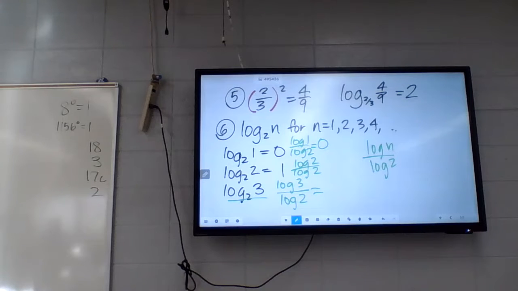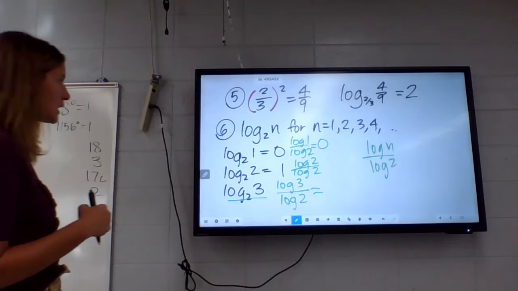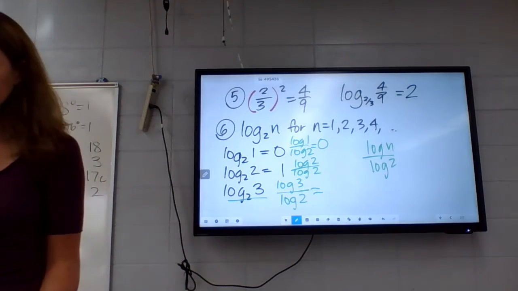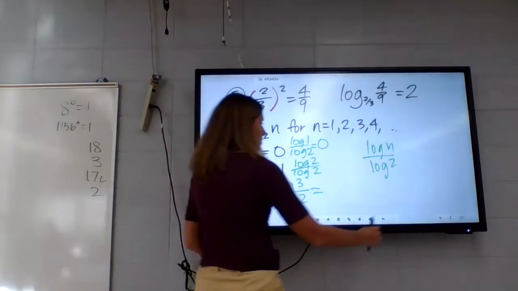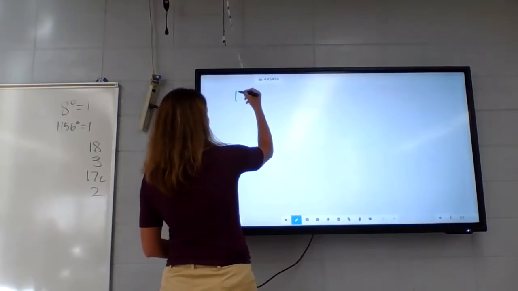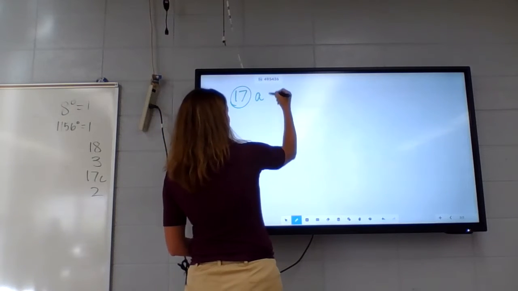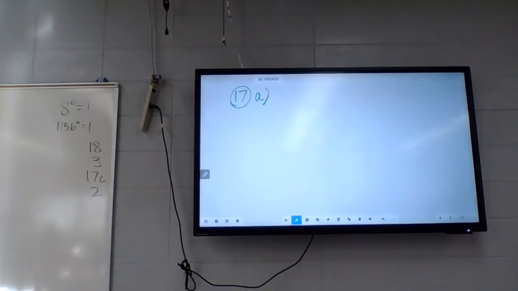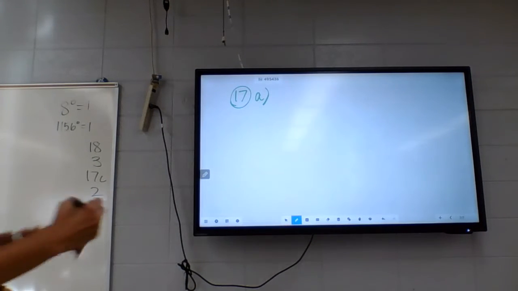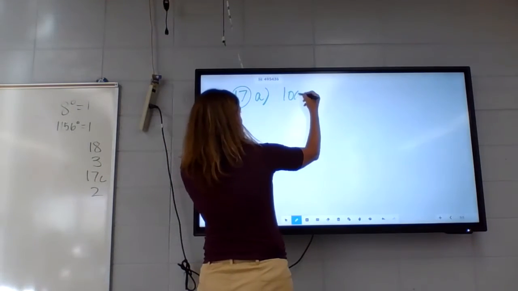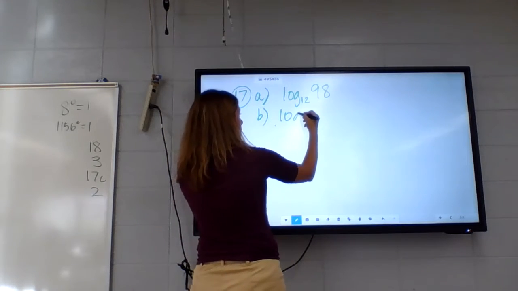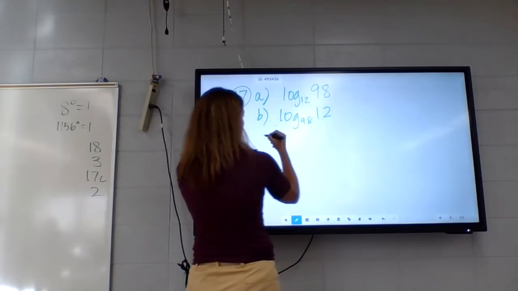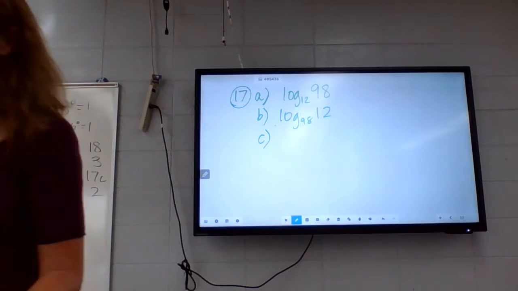17C, I understand why that question. It's a really weird way to explain what they're trying to get you to notice there. So we're going to look at 17. You kind of need A and B to show you that. So it asks us to compute log base 12 of 98. And then B says log base 98 of 12.